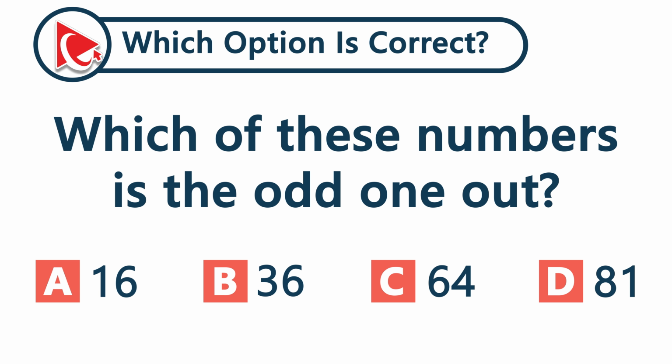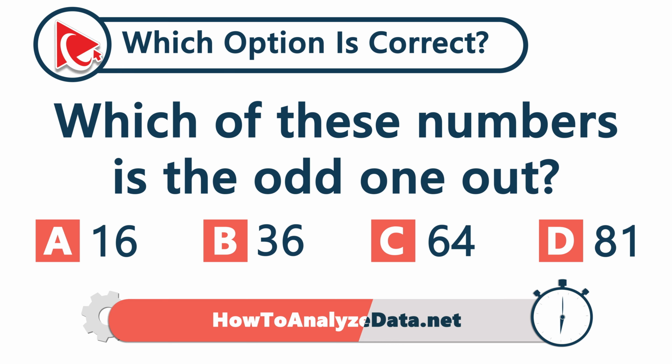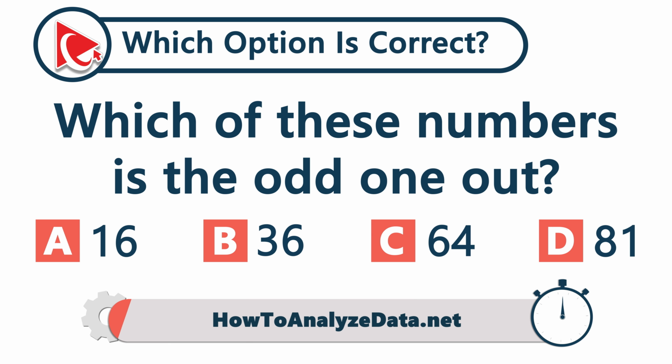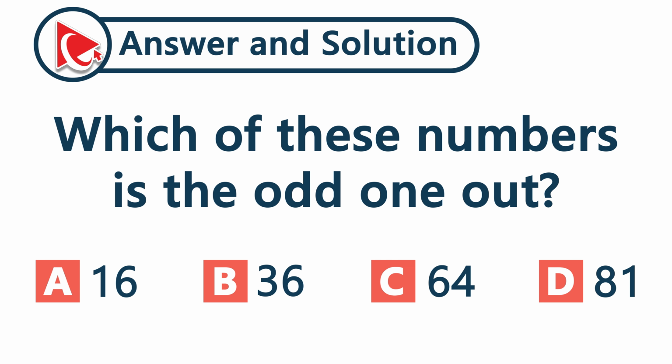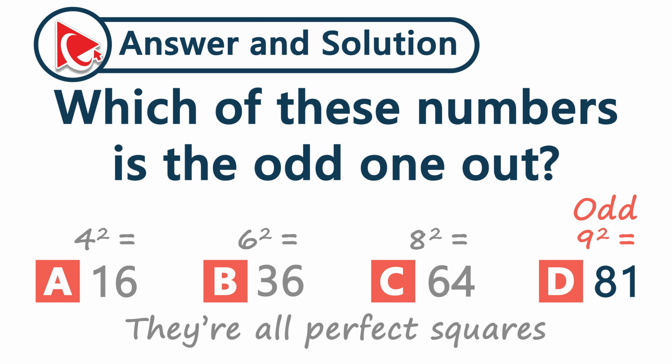Which one of these numbers is an odd one out? 16, 36, 64, or 81? Let's think what those numbers have in common. They are perfect squares, which means each one can be written as a number times itself. So far so good, right? But there is a twist. Let's dive deeper. 16 is 4 squared, 36 is 6 squared, 64 is 8 squared, and 81, that's 9 squared. Notice anything? That's right, only 81 is the square of an odd number. The others, all even roots. So the final answer is choice D, 81.